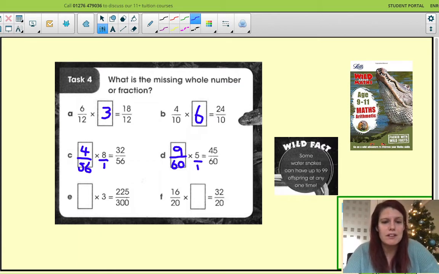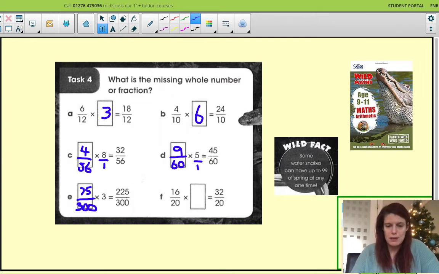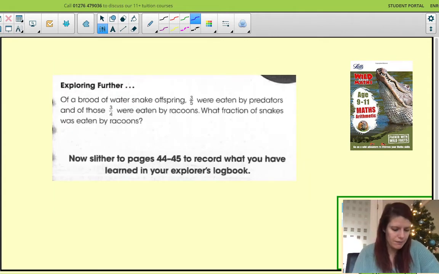Again, we need a fraction here. Something times 3 equals 225/300ths. That is 75/300ths. So if you weren't sure, 225 divided by 3 will give you 75. And once again, the denominator has to stay the same. This one's going to be a whole number then. F, 16/20ths times something equals 32/20ths. 2 lots of 16 make 32. Well done.